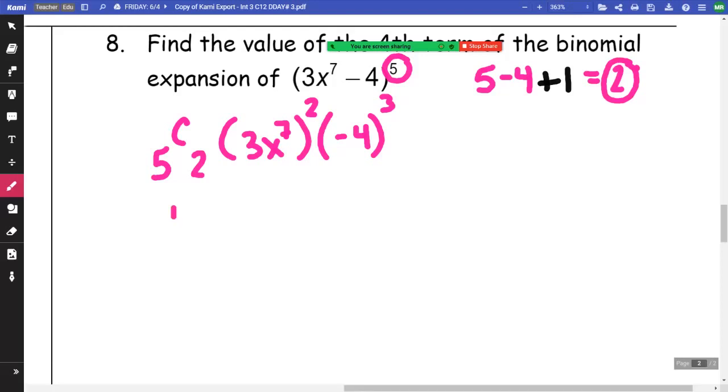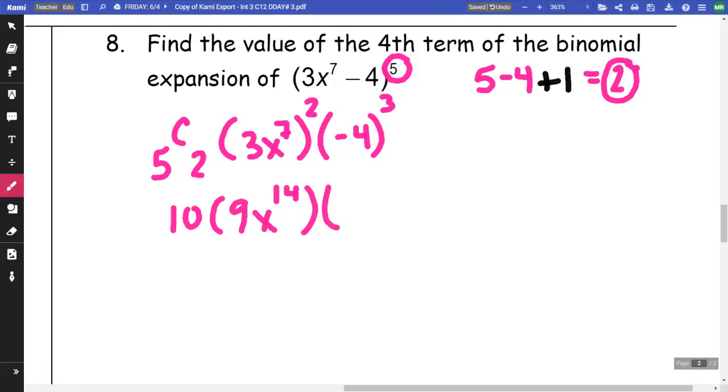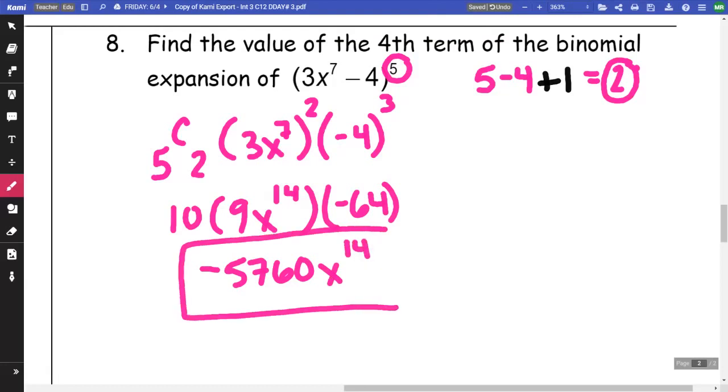So 5 choose 2 is 10. Everything in that parenthesis, my 3, is being raised to the power 2, which is a 9. My x to the 7th is being raised to the power 2, and power to power, I multiply. And then I have a negative 4 to the power 3, which is a negative 64. When I take 10 times 9 times negative 64, I end up with negative 5,760 x to the 14th, and that would be our fourth term.